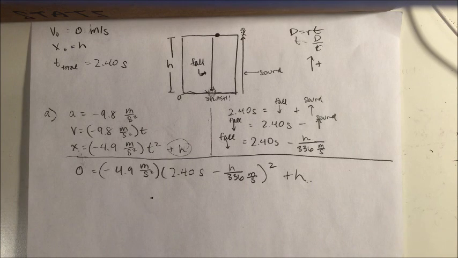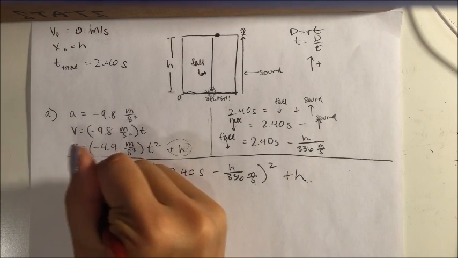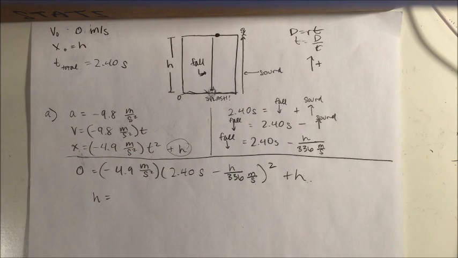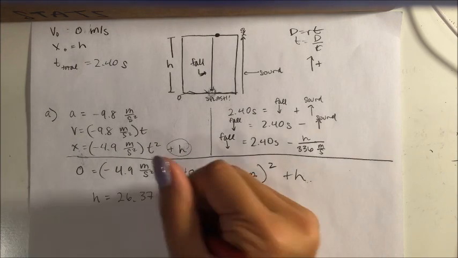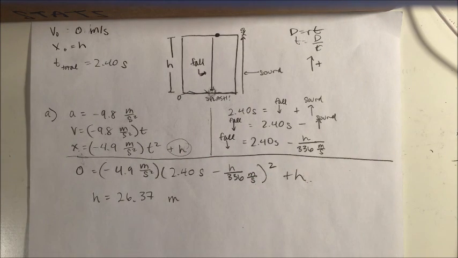Okay, now this factors into a really ugly quadratic equation, but I actually have a program on my calculator, which I'm not going to show you because that would take excessive amounts of time. So I'm just going to tell you that h gives two values. One is 26.37 meters, and the other one is a negative value.